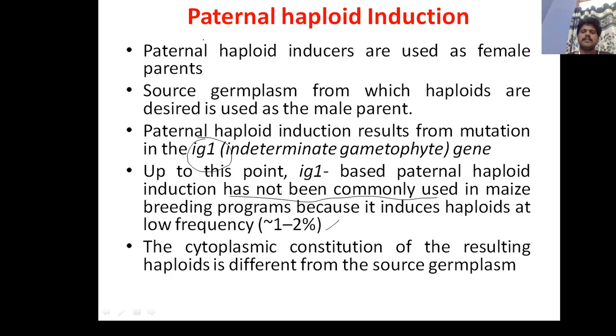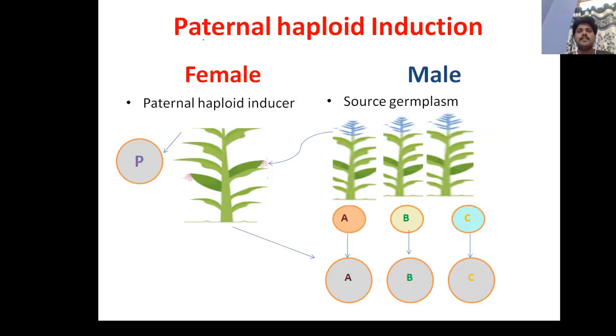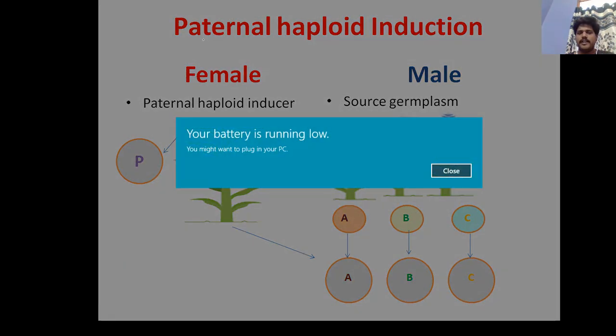Then, the cytoplasmic constitution of the resulting haploids is different from the source germplasm. This is how it looks. If you observe the paternal haploid induction, the female is the paternal haploid inducer, the male is the source germplasm. The pollen coming out of this source germplasm is used for pollinating the paternal haploid inducer.